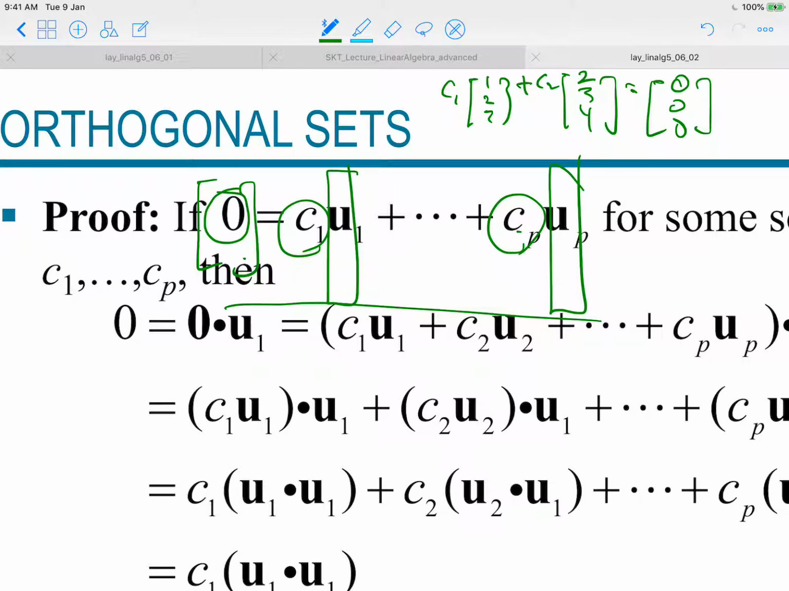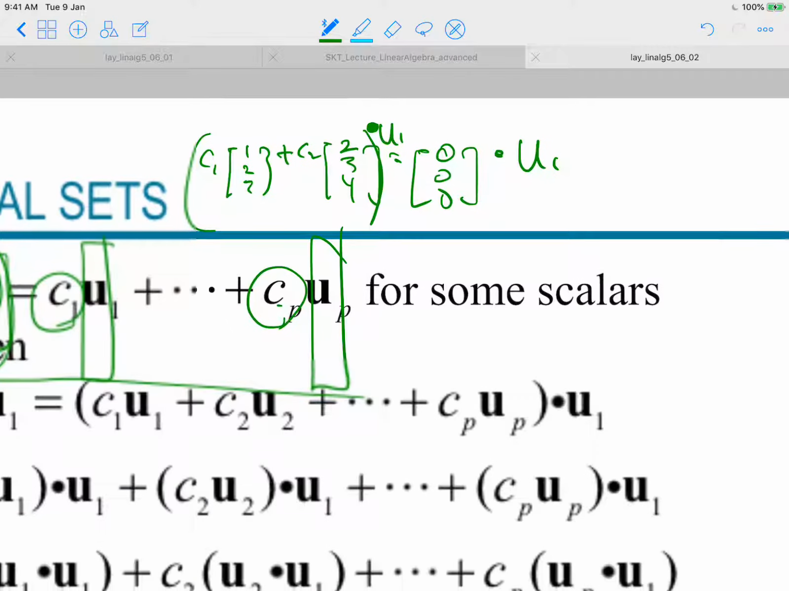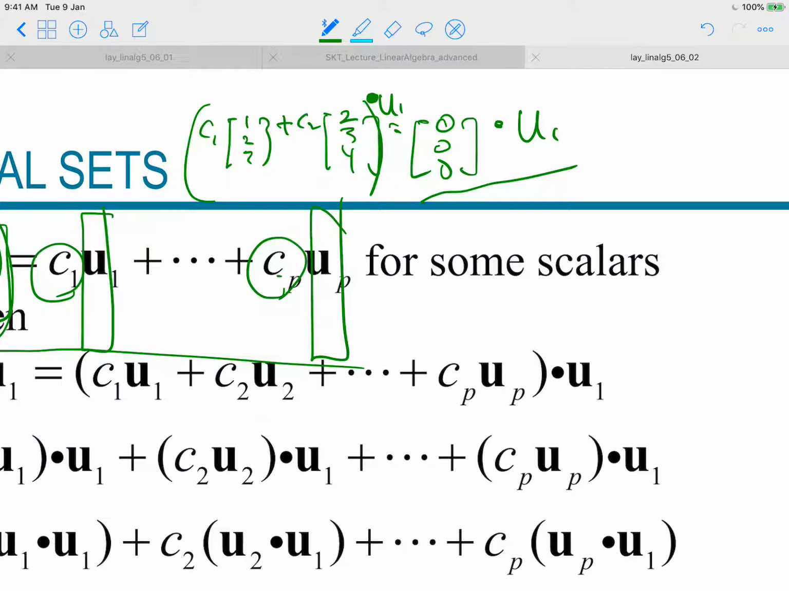And now let's apply the inner product. These two vectors are the same, so let's apply the inner product with U1 over here and also U1 over here. So using the same vector, having two different representations, we applied the inner product with the same vector U1. And the inner product with the 0 vector will remain 0, right?